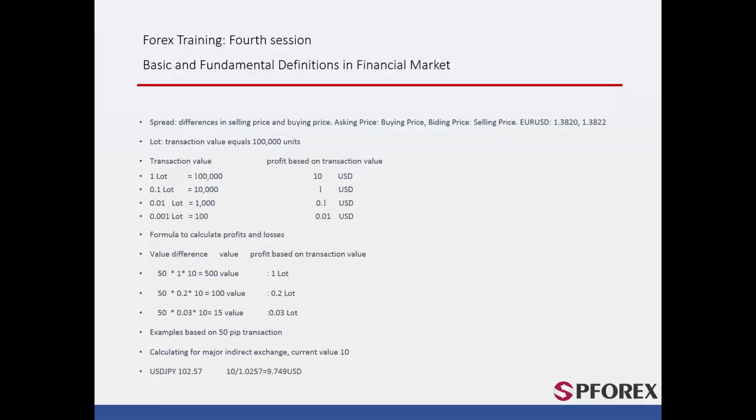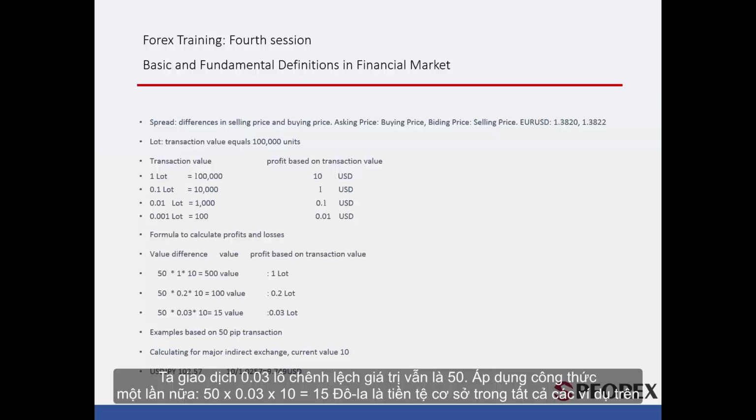Example 3. We are trading 0.03 lots. Our value difference remains at 50. Apply the formula once more: 50 times 0.03 times 10 equals 15.